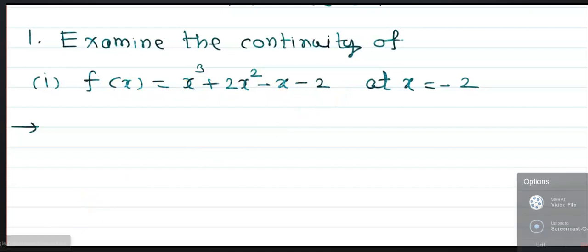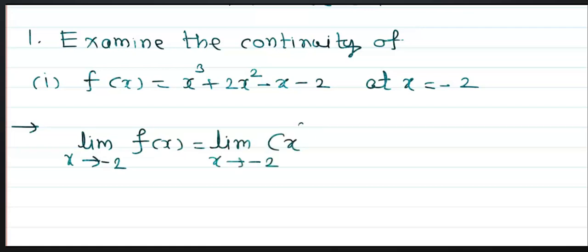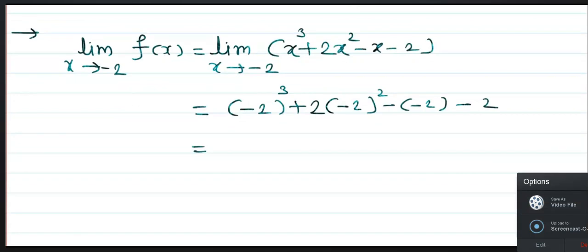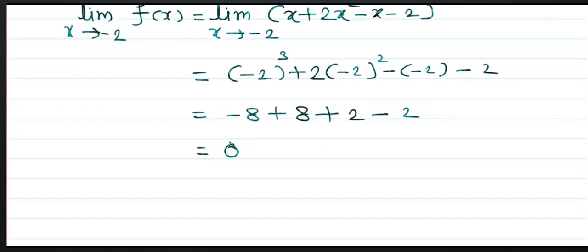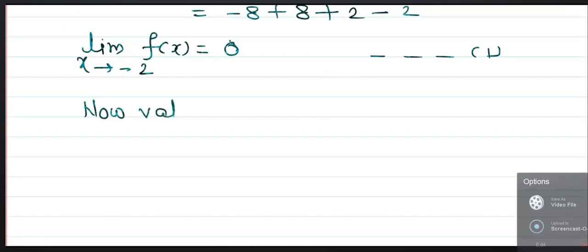Now see this. Limit x tends to minus 2, f of x is equal to, x is replaced by minus 2 there only. That is, this is the thing. X is replaced by minus 2 and then find out the value. That is minus 8 plus 8 plus 2 minus 2. What is the limit of this function as x tends to minus 2? It is equal to 0. This is number 1. Every time to show the continuity, you have to find out the limit of the function and then the value of the function.